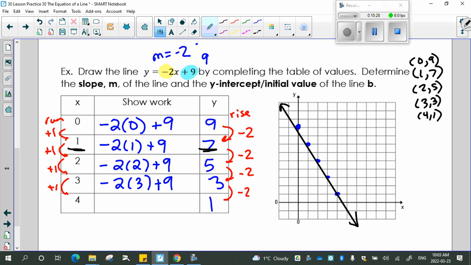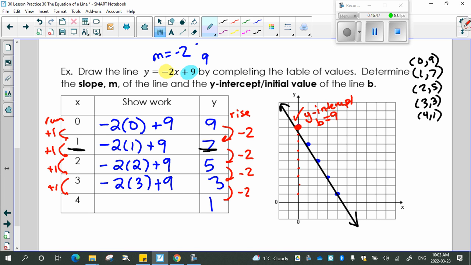All right, so things to notice about this line. This point is our y-intercept, which Molly said was going to be 9. B value, is it 9? 1, 2, 3, 4, 5, 6, 7, 8, 9. Check. We were right. We predicted it correctly.